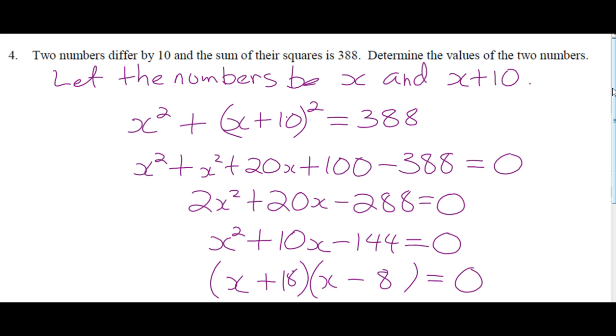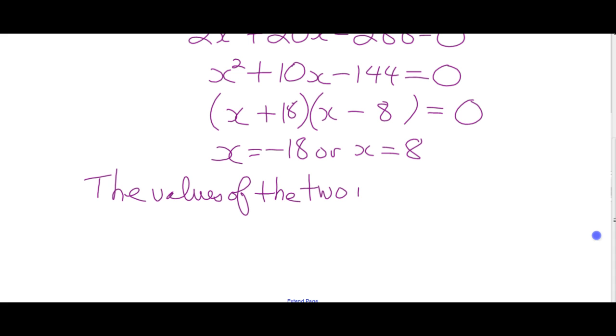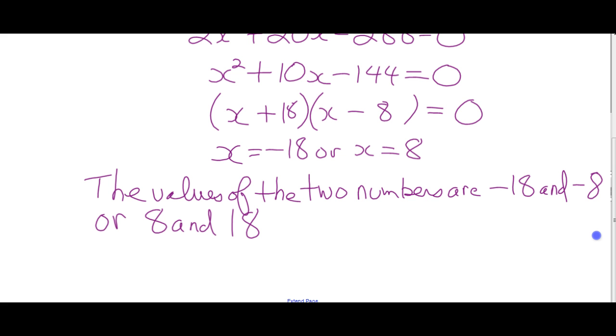Okay, so this says the first number is negative 18. What's the second number? Negative 8. Okay, so here we go. The values of the two numbers are negative 18 and negative 18 plus 10, which is negative 8, or 8 and 18.